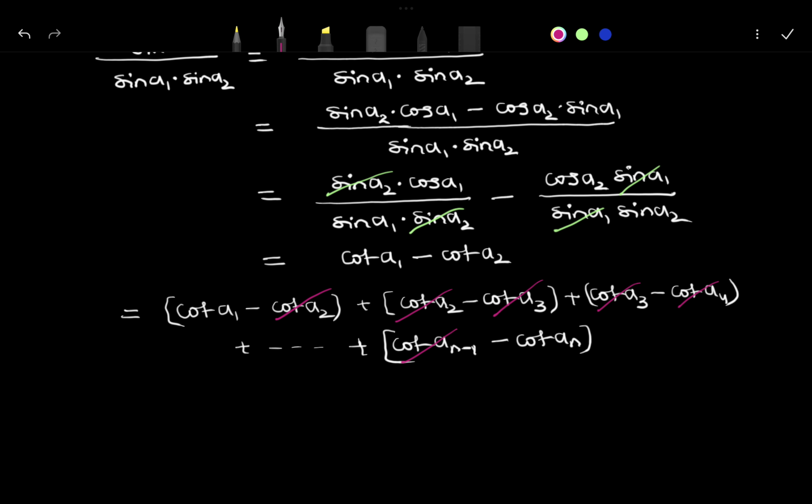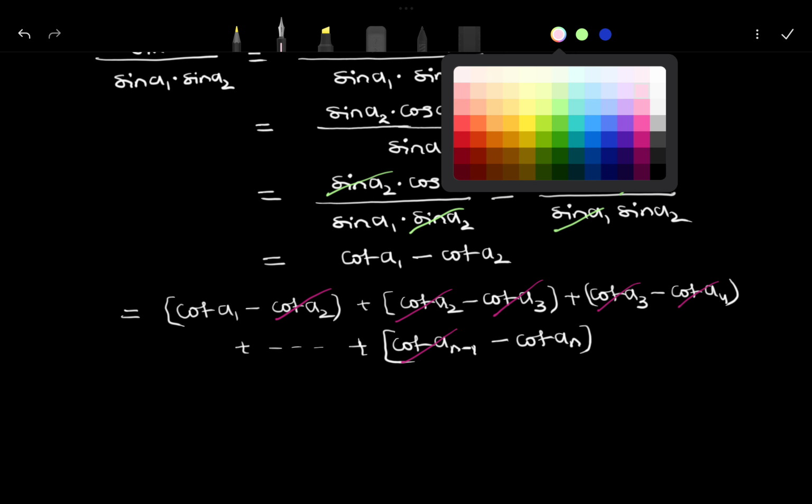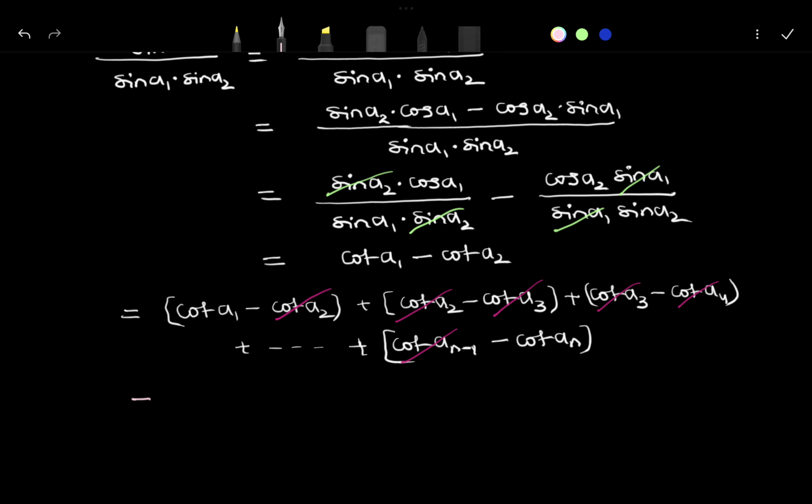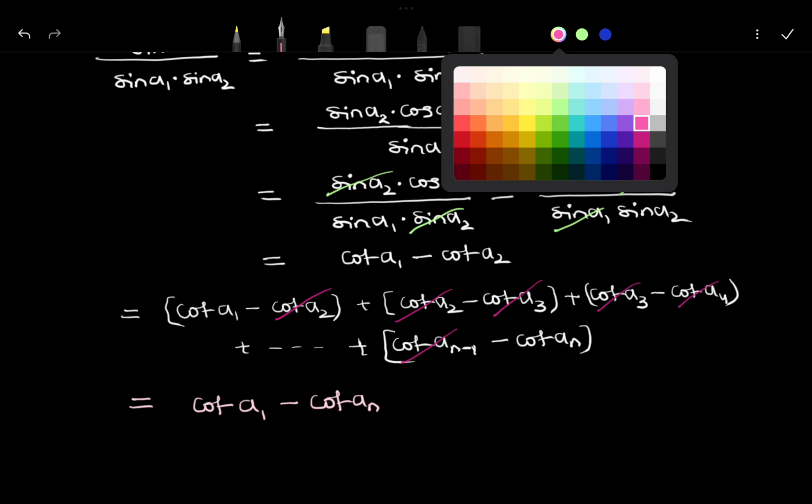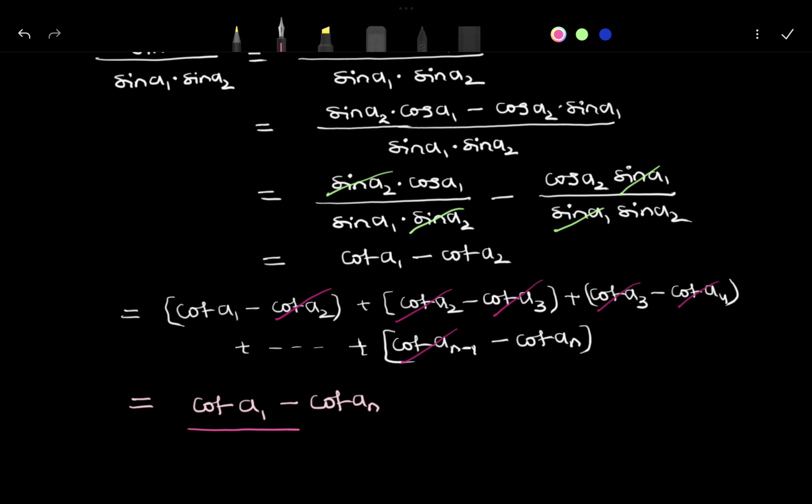So what is the resultant value? It is cot of a1 minus cot an. So the final result is cot of a1 minus cot of an. I hope everyone is clear on this calculation.